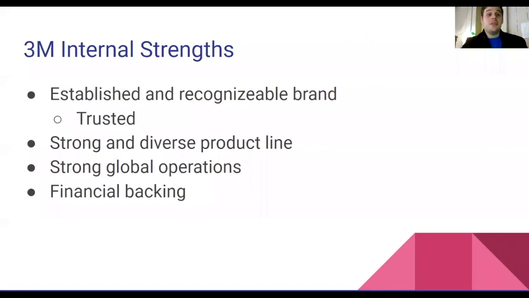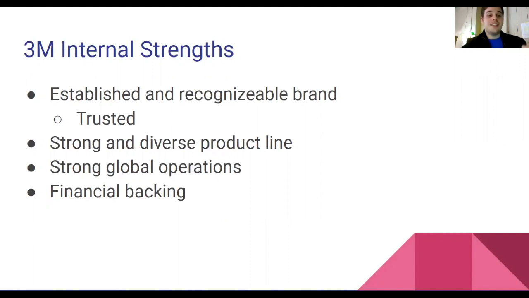So 3M has several internal strengths that allow it to be and maintain competitiveness in the manufacturing industry. One internal strength is its established and recognizable brand, and also its trusted brand. 3M was founded in 1902, and being over 100 years old, it has given 3M an established position in the market as well as prominent brand recognition within the industry. Its long and positive brand recognition has also created an aura of trust within its customers.